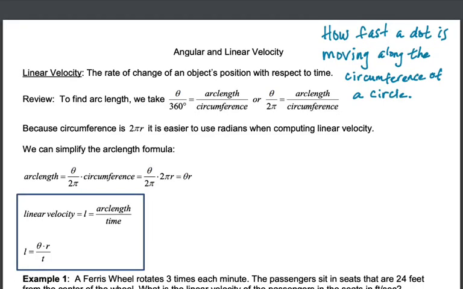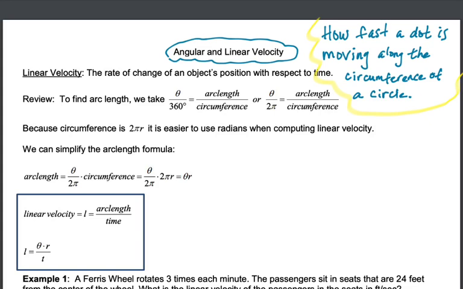Hey y'all, we're going to do notes today over angular and linear velocity. So let's start with linear velocity. Linear velocity is the rate of change of an object's position with respect to time. I've added this extra little bit here just to help us understand it better. It's how fast a dot is moving along the circumference of a circle.